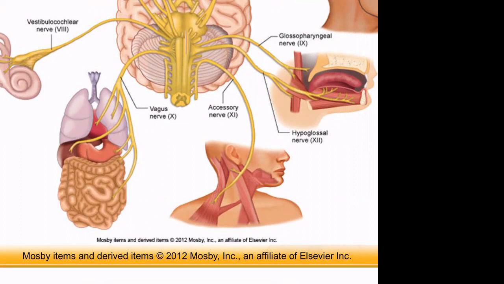The accessory nerve is a motor nerve, you can see here. And then the hypoglossal I talked about already. It's a mostly motor nerve, cranial nerve 12.